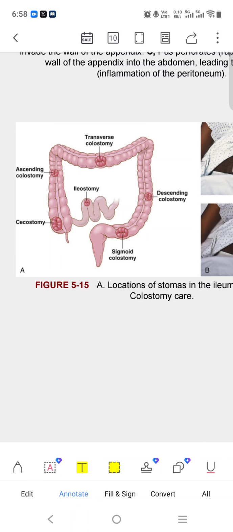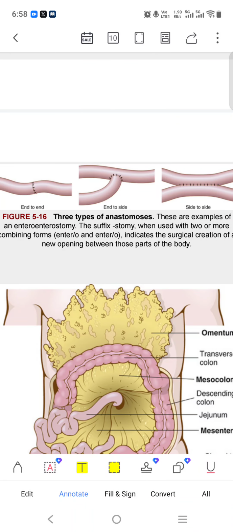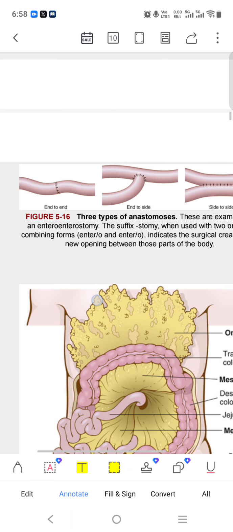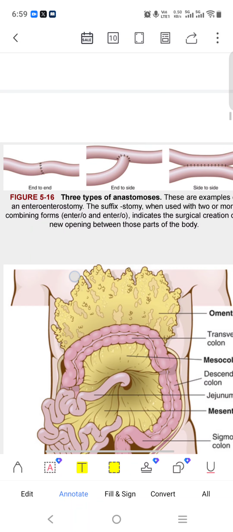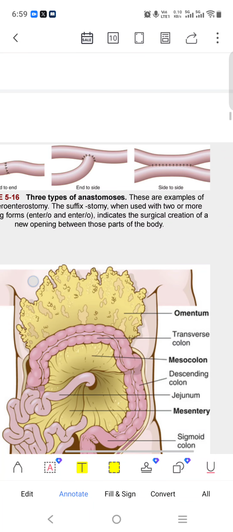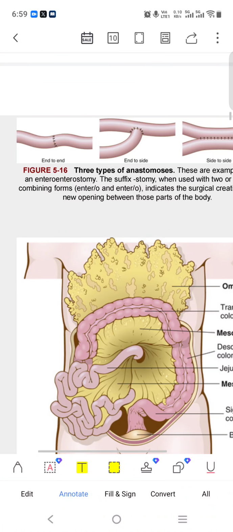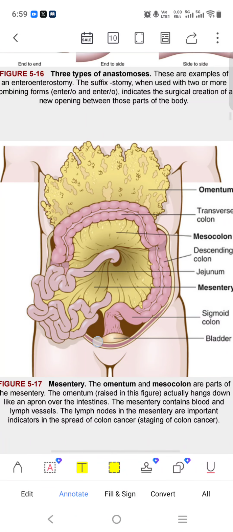Nothing but in this, end to end. There are three types of anastomosis. Anastomosis is to cut out a small portion of intestine and join them. Okay, this is the anastomosis. So enteroanastomosis has the same meaning, and anastomosis can be of any part of it.